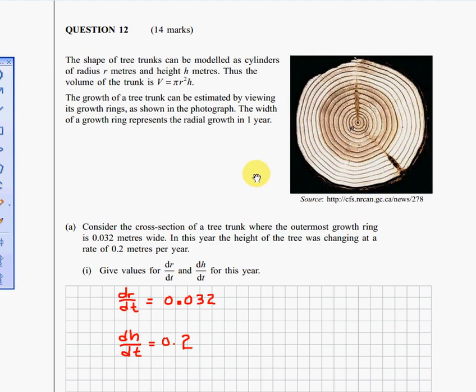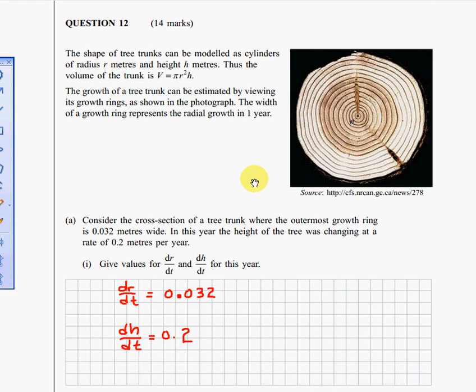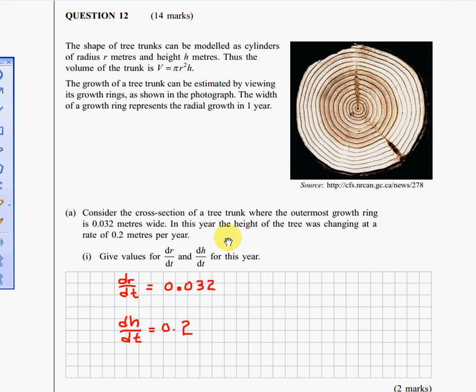To do these questions, you must be careful and read the questions really carefully. Take for example this part A. They ask you to give the values of dr/dt and dh/dt, where r is the radius of the trunk. But here they mention that the width of a growth ring represents the radial growth in a year. And so when you cite dr/dt, actually you should put it as 0.032 and not divide it by 2, like some students do.